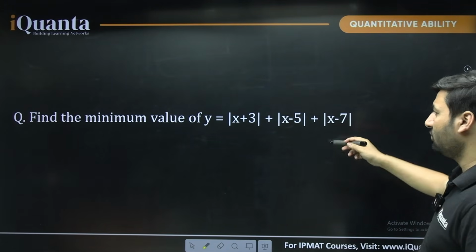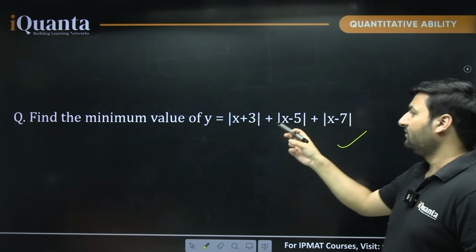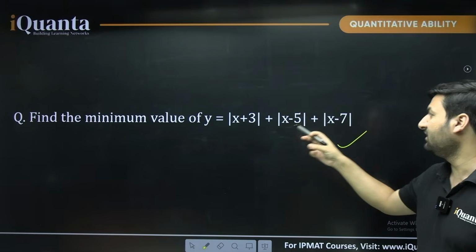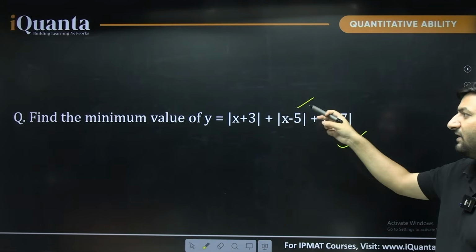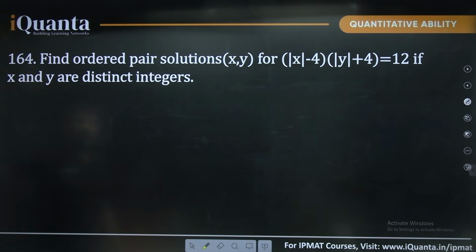Then we have this question, you know how to find the minimum value. Find the critical points, they will be minus 3, 5 and 7. So the median critical point is 5, put 5 into this, you will get the answer. Let's solve this question now.